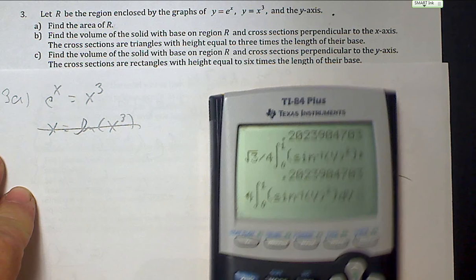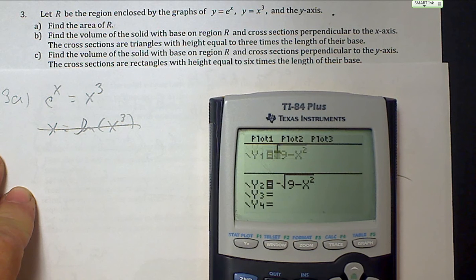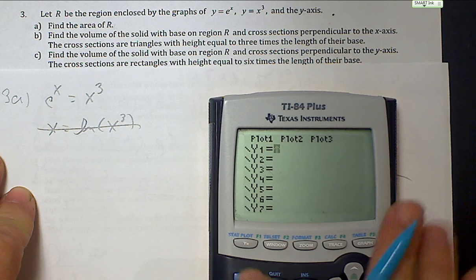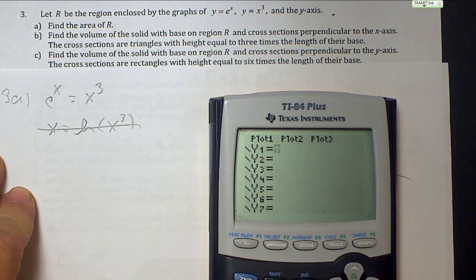I had x equals 1.857. So you'll want more decimal spots than that. 1.839. Okay, you'll want about 5 decimal spots. You just want to make sure you don't have any rounding errors.